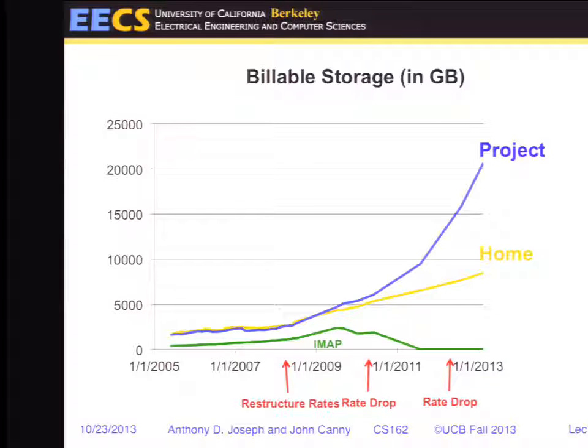So on the axis here we have time. This is the amount of storage that was in use. And then project is our research groups. Home is our users' home directories. And IMAP, we used to have a departmental IMAP service. In 2010, again, we restructured the rates, and you can see the slope of the curve. The rates went down. The rates always go down. They never go up. The slope got sharper as research groups started storing and saving more and more data, and people started saving more in their home directory. And then again, last year, we dropped rates, and again, you can see we're growing even faster in our storage.